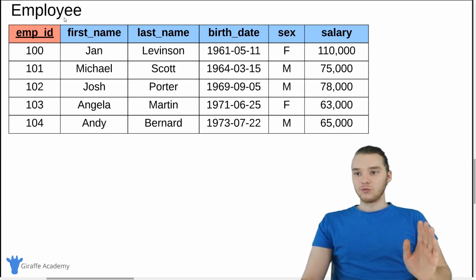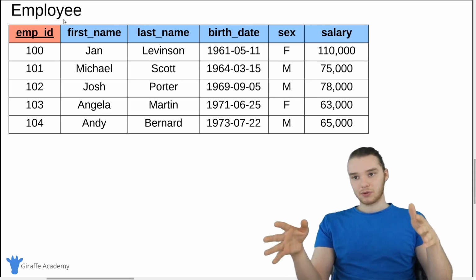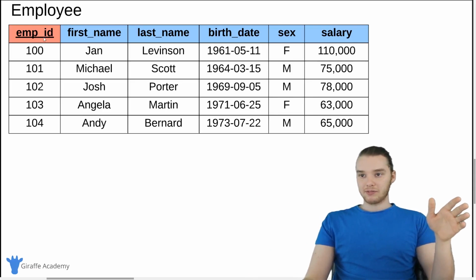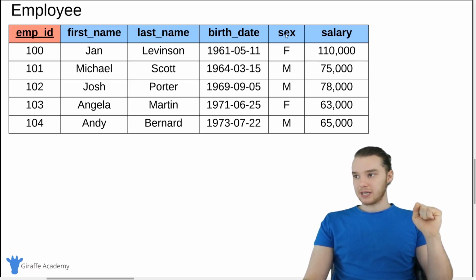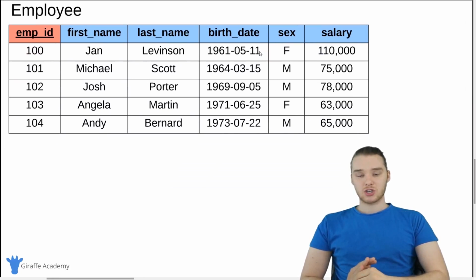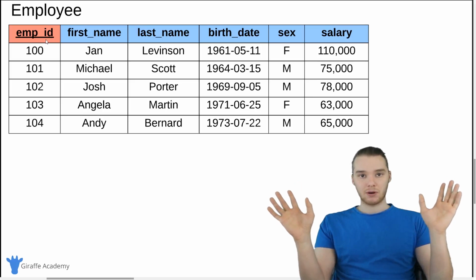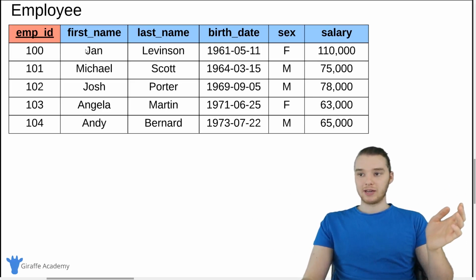So this is an example of an employee. Imagine that we had a company database and we were storing information about employees. So we have the employee ID, which is the primary key. We're storing first name, last name, birth date, sex, and salaries, all of this specific information about an employee. Now, I want you guys to notice the primary key over here. This employee ID is just some sort of random number that we've assigned to each employee, right?